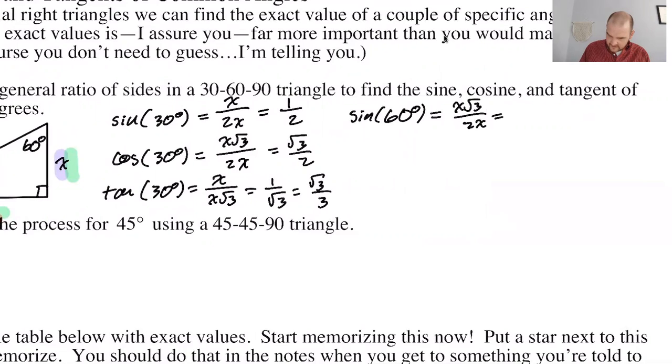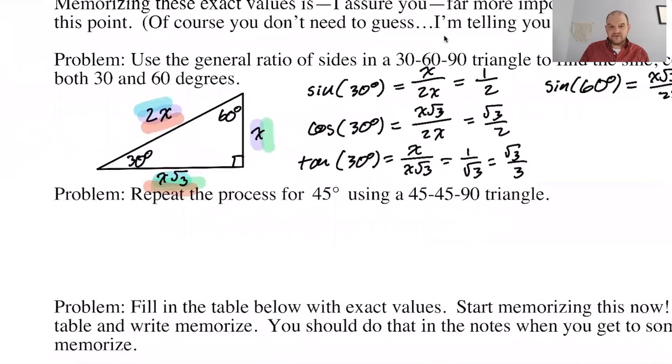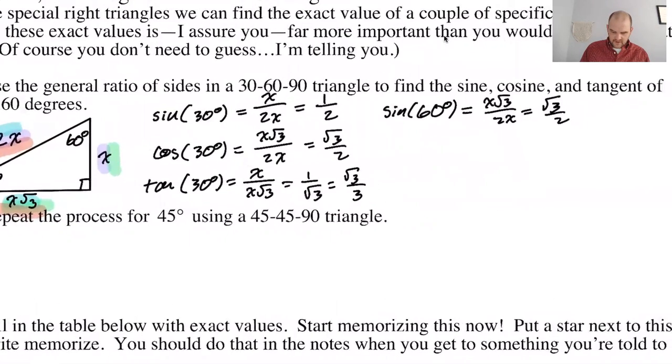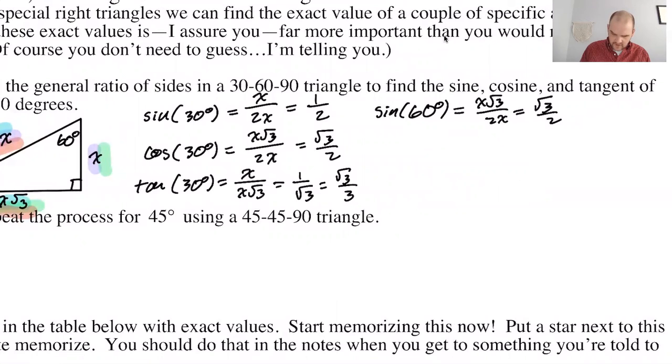Now, something to look at, which just happened, is that the side adjacent to 60 degrees is the same as the side that is opposite 30 degrees, which means that the cosine of 30 degrees is going to be equal to the sine of 60 degrees. That's because in the triangle, the same side, that x, is adjacent to one angle and opposite the other angle. So we got this weird relationship.